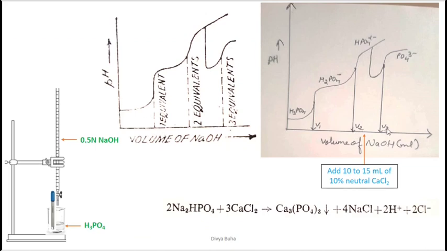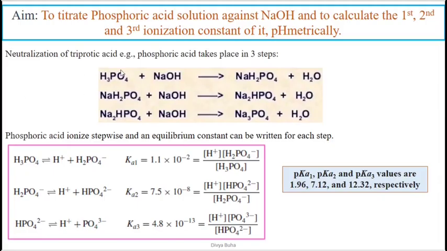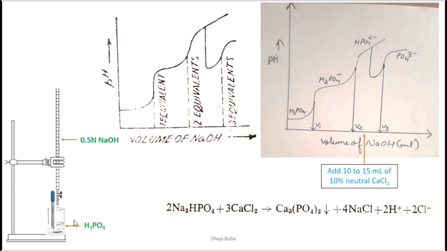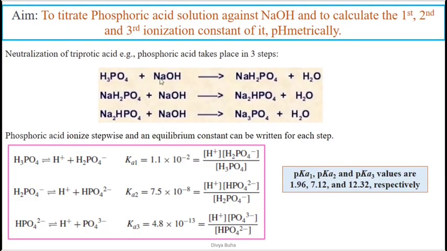Initially when you find out the pH of the solution, that is of the phosphoric acid, it would be around 1.6 or 1.7. Phosphoric acid, we know, is a triprotic acid, and the pH value of the solution would be around 1.6 to 1.7. So initially in the graph also you can see that the pH would be very low. Then when you keep on adding the NaOH solution, the first proton would get titrated against NaOH, right?